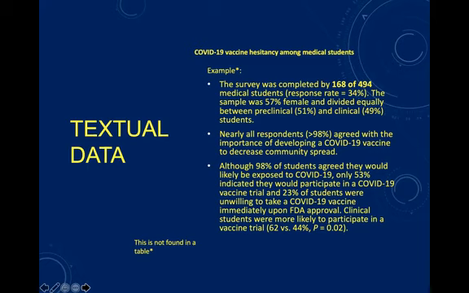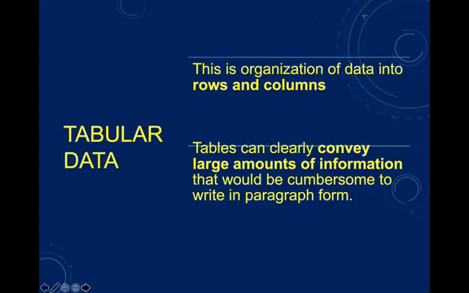Although 98% of students agreed they would likely be exposed to COVID-19, only 53% indicated that they would participate in a COVID-19 vaccine trial, and 23% of students were unwilling to take a COVID-19 vaccine immediately upon FDA approval. Clinical students were more likely to participate in a vaccine trial, 62 versus 44%, with a p-value of 0.02. The reason why I call this a textual data is because this data that I have just read are not found in a table. The next kind of data presentation is tabular data.